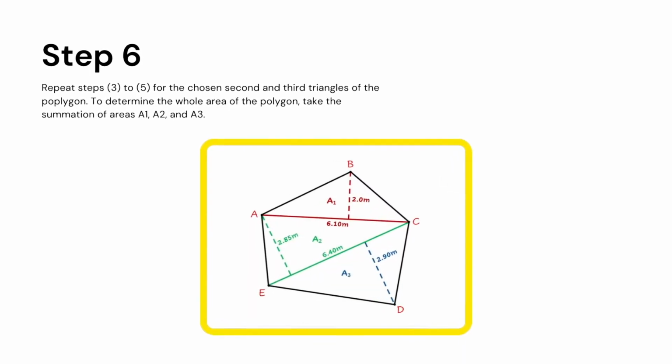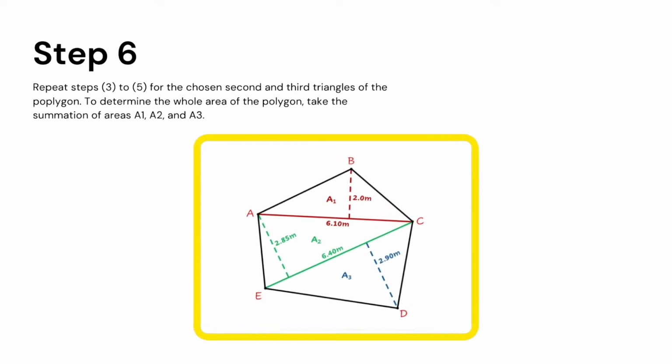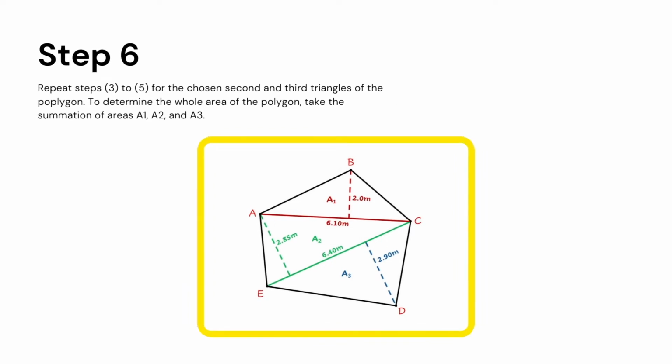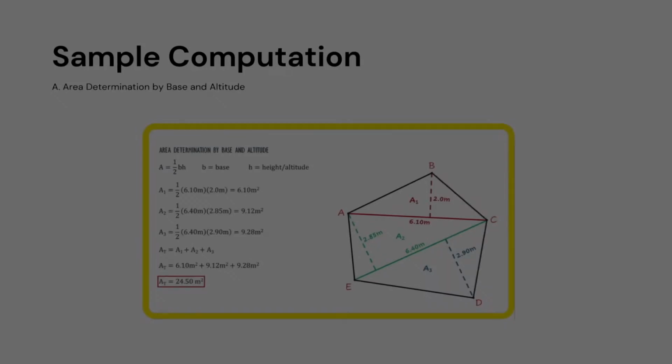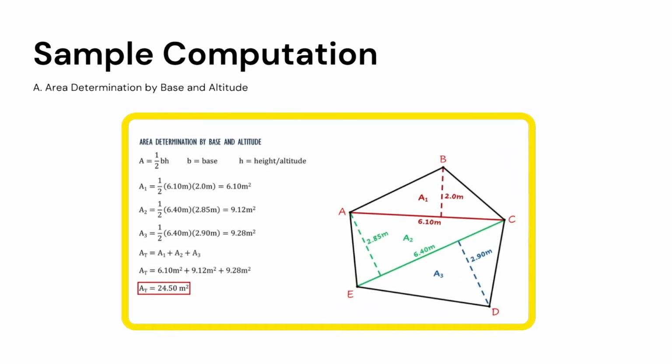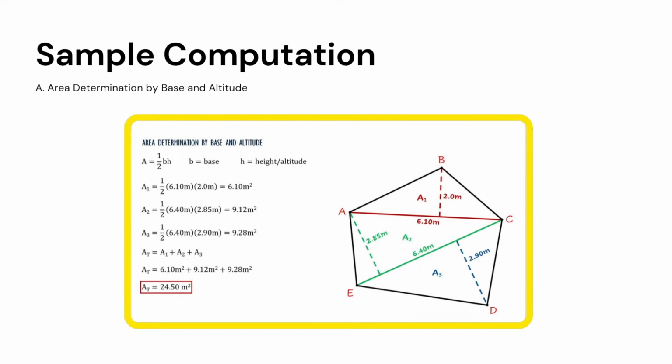Repeat steps 3 to 5 for the chosen second and third triangles of the polygon. To determine the whole area of the polygon, take the summation of areas A1, A2, and A3. Here is the sample computation for Part A, Area Determination by Base and Altitude.